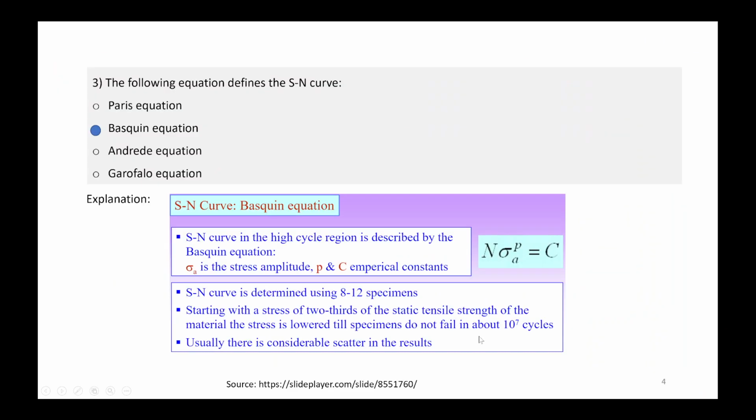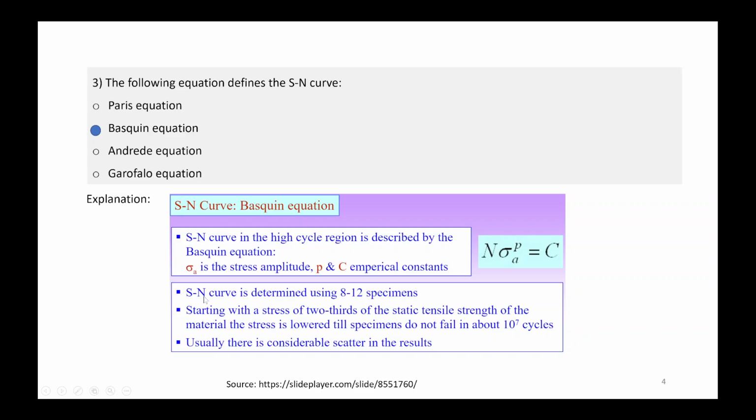In case of Basquin equation, your S-N curve is defined at high cycle region using this equation. So in this case, it will follow this type of power law. Sigma is your stress amplitude, and p and C are empirical constants. So there is an empirical relationship at high cycle region. In that part, your Basquin equation is followed.